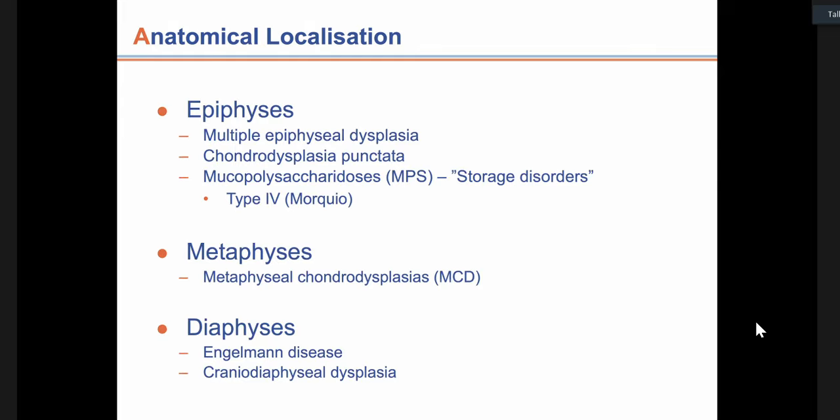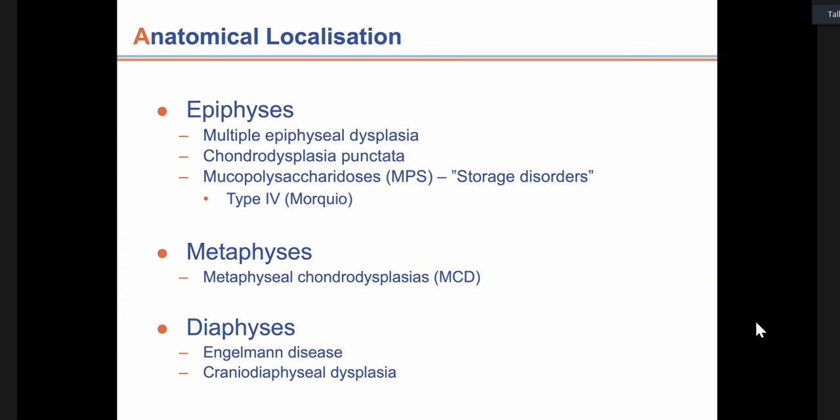Epiphysis, remember the multiple epiphyseal dysplasia group of conditions. So MED is definitely the commonest one, but you may also be thinking of conditions such as spondyloepiphyseal dysplasia congenita, those that affect the spine as well. Chondrodysplasia punctata, we showed examples with punctate calcification around the epiphyses, and then the mucopolysaccharidosis. To be fair, I've put it here, but it's really Morquio that affects the epiphyses, and we'll show some examples just now.